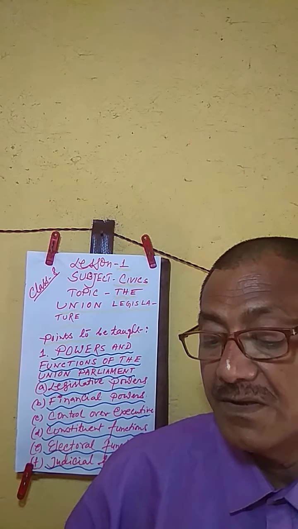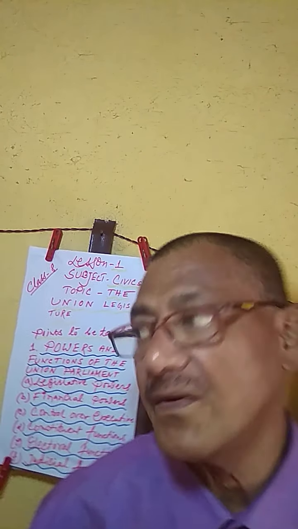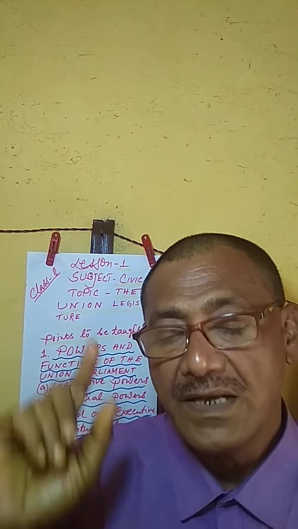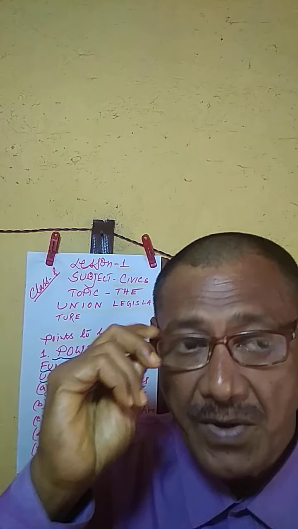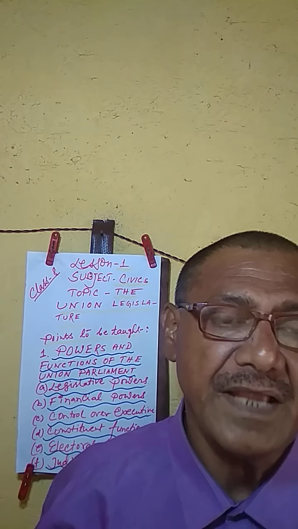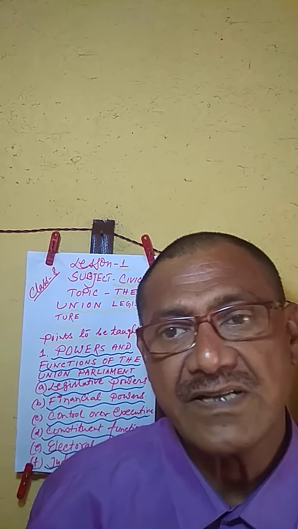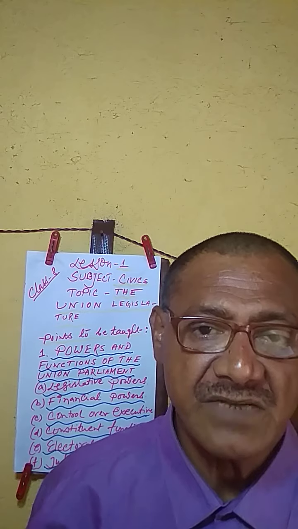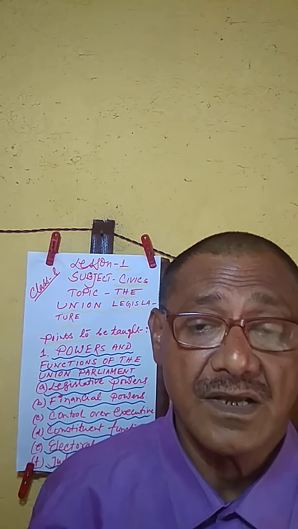Point number 1, powers and functions of the Indian Parliament. What are the powers and functions of the Indian Parliament? Number 1, legislative power. What is the legislative power? The Parliament can make laws on 97 subjects of the Union list and 47 subjects on the concurrent list.